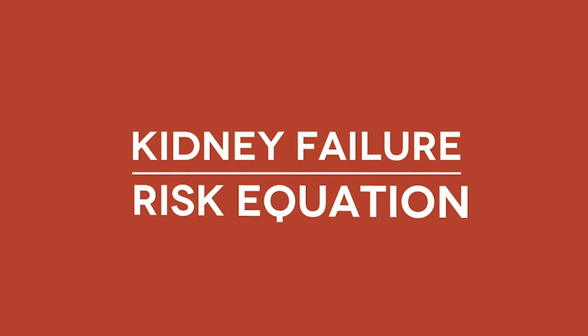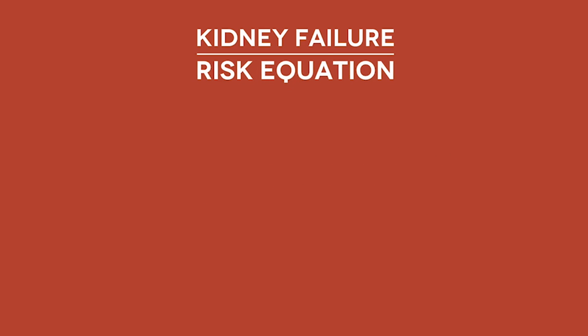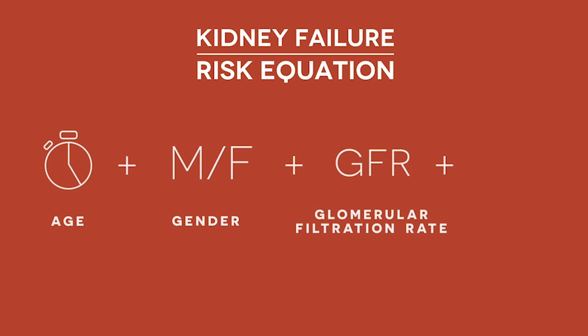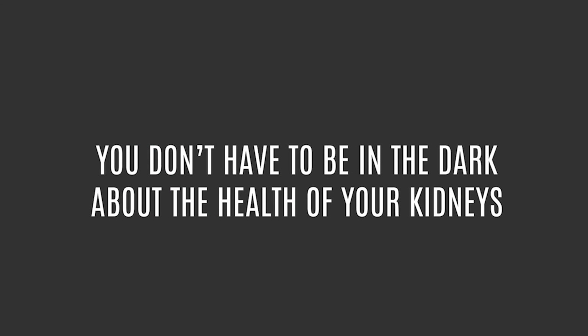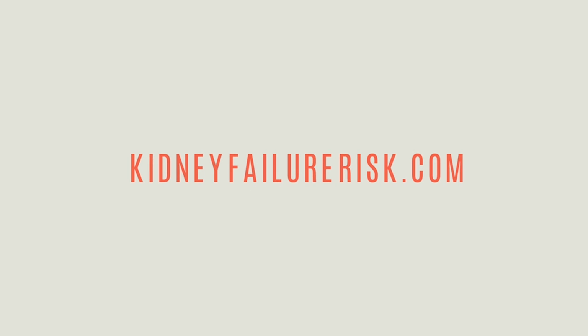We've developed the kidney failure risk equation to determine the probability of kidney failure for CKD patients in stages 3 to 5. The equation uses your age, gender, GFR, and urine albumin to give an accurate representation of your kidney's risk of failure in the next 2 to 5 years. You don't have to be in the dark about the health of your kidneys. If you're concerned about the health of your kidneys, talk to your doctor and go to kidneyfailurerisk.com for more information.